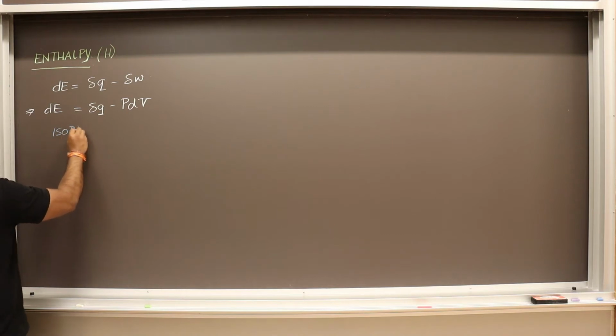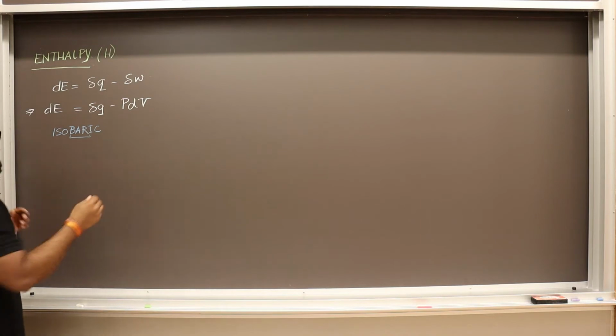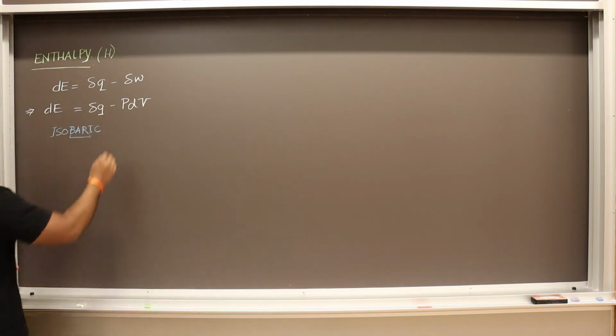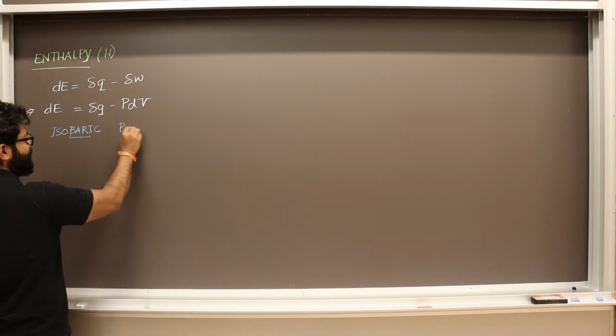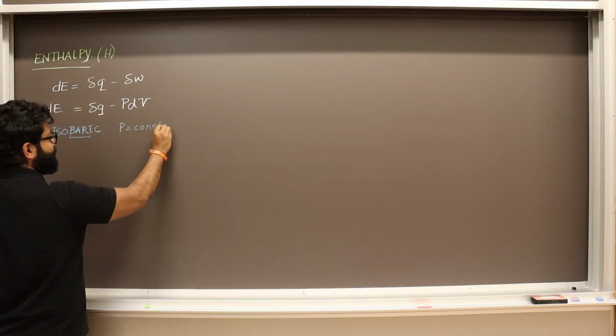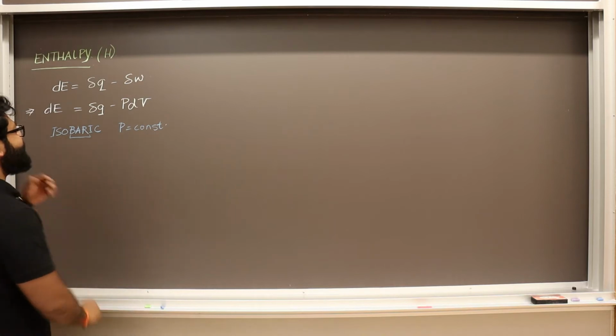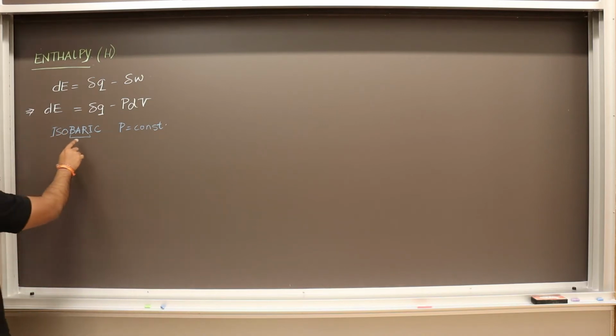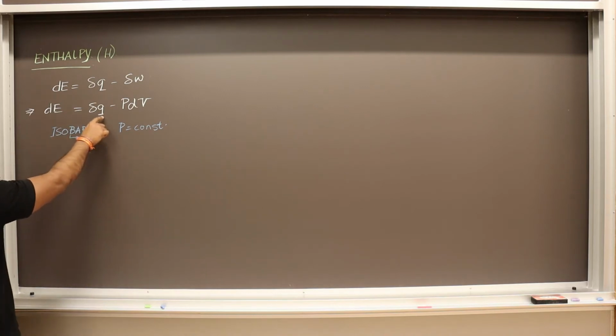Iso means same, and baric gives you some intuition about bars. What is measured in bar? Pressure. So isobaric is a constant pressure process, a process in which the pressure is constant, so pressure is not changing. Now we are trying to see what kind of changes occur during an isobaric process.